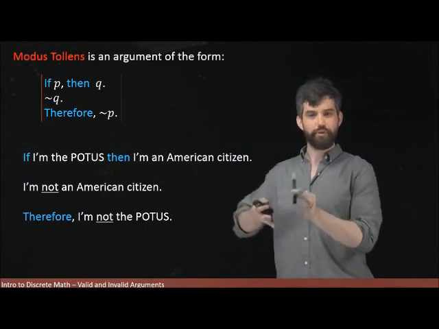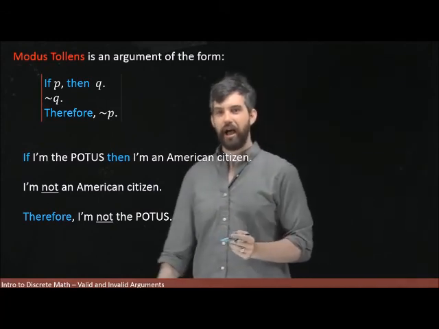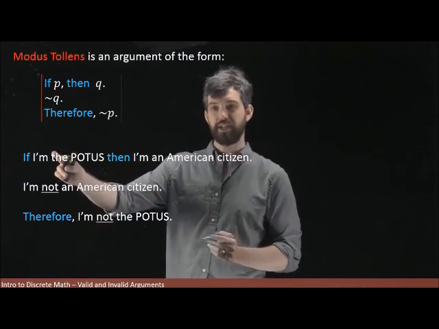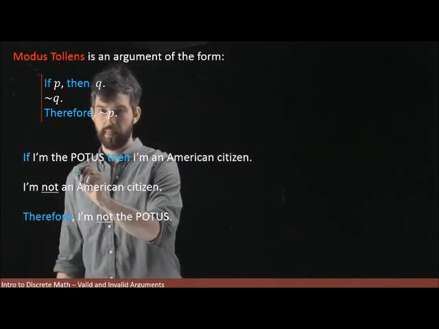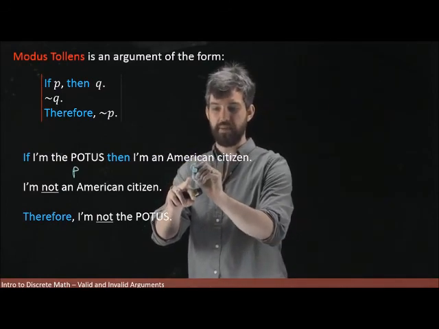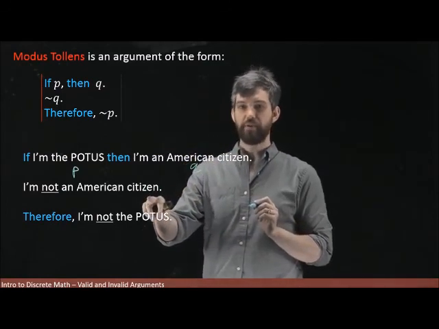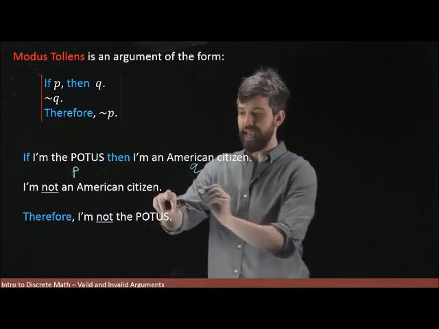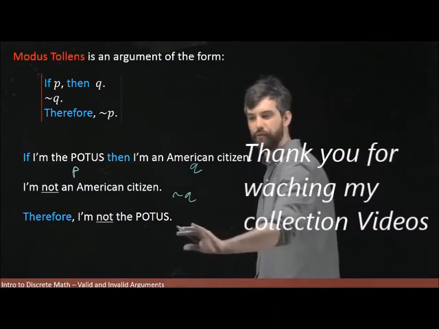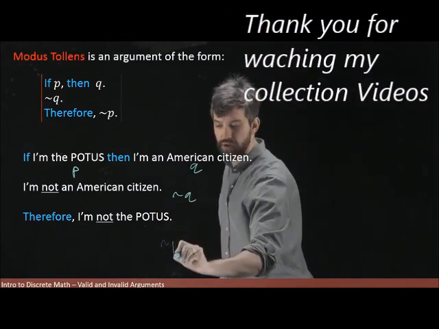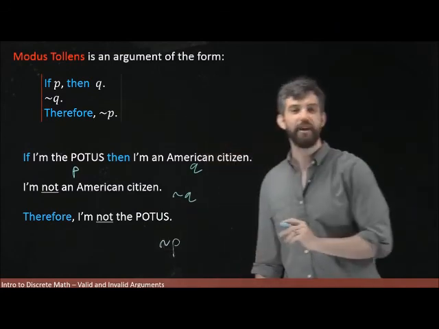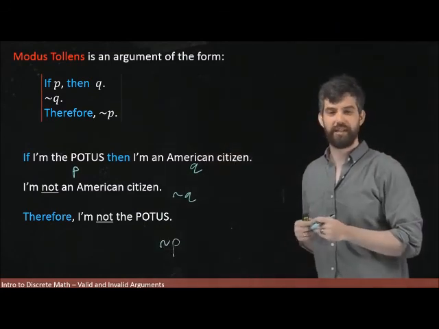And indeed, if we come through and look at our structure here, I'm going to say that I am the President of the United States. That's going to be my P here. I am an American citizen. That's going to be the statement Q. And then what I'm doing down here is that I am negating this. I am saying I am not an American citizen, and therefore I am getting out of this not being the President of the United States. So I have proven that I am not the President of the United States.